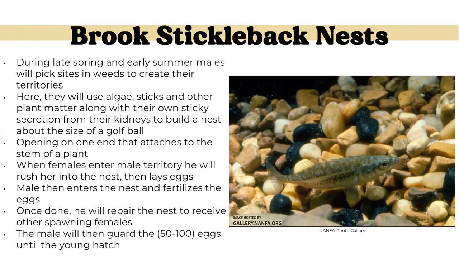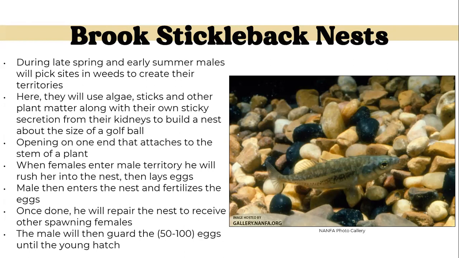So they'll use the sticky stuff, they'll put stuff in there to make a nest, and then they have an opening on one end that attaches to the stem of the plant so that they don't get carried away by the current. When females enter the male territory, the male will pretty much rush her towards the nest like, hey, look at my nest, it's super cool, lay your eggs here. If she likes it, she'll lay the eggs and then he will immediately fertilize them. He'll then go back trying to recruit other females to do the same, and he will again fertilize them as they come in.